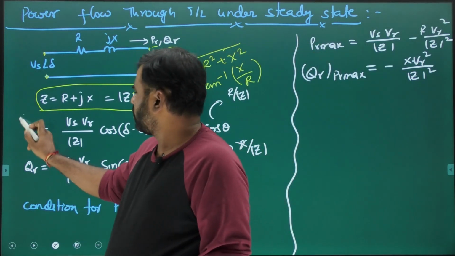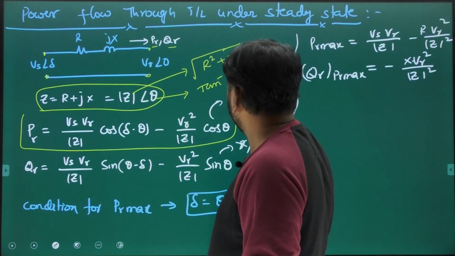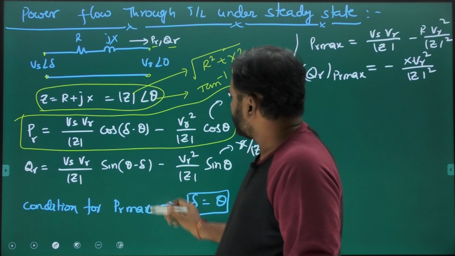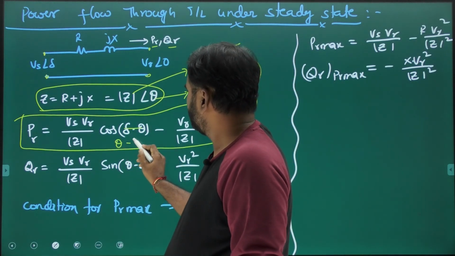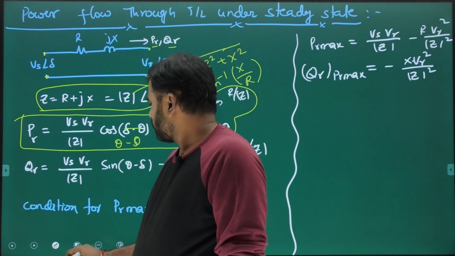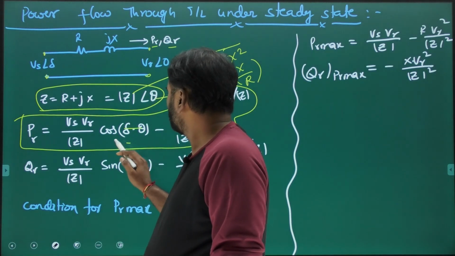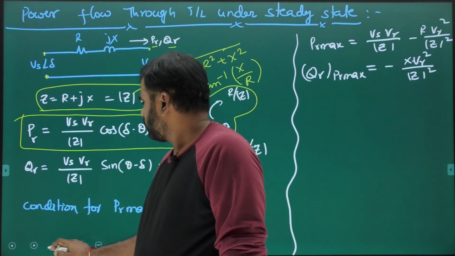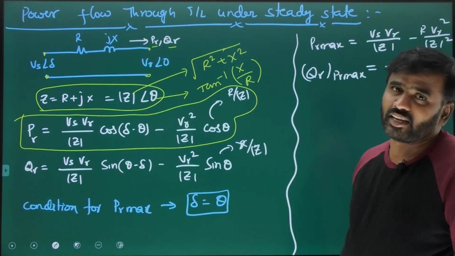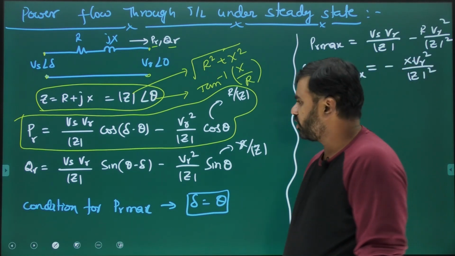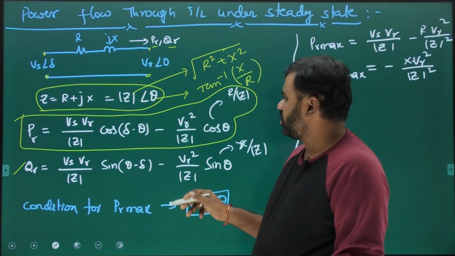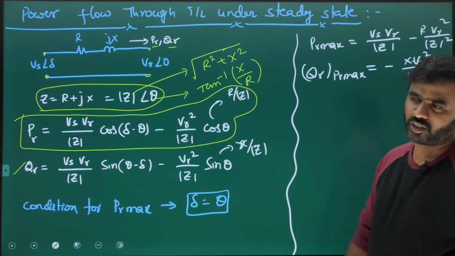So the formula for power PR is directly given here: Vs VR by Z cos of delta minus theta. Okay, actually cos of theta minus delta. Anyway, both are the same, cos of delta minus theta or theta minus delta. Clear? And then VR square by Z into cos theta. Cos theta can be replaced there as R by Z from the impedance triangle. Similarly the QR expression: Vs VR by mod Z sine of theta minus delta minus VR square by Z into sin theta. These are the two expressions which are very important.